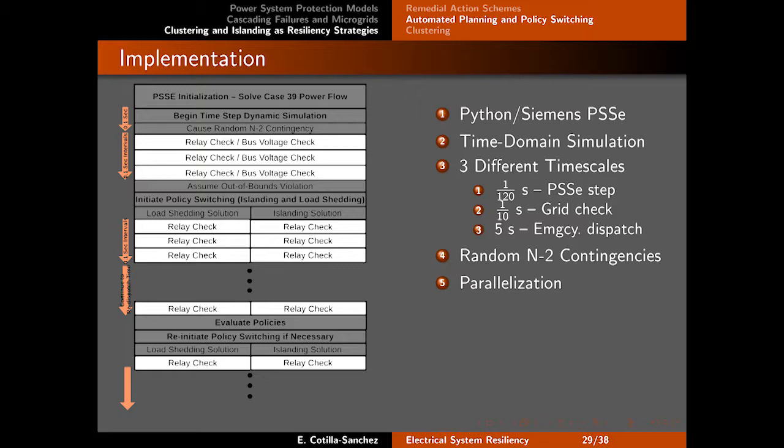But basically we had PSSC, we got a case 39, so something a little bit smaller, power flow, and then we caused random n-2 contingencies, and then every time step, we either had grid checks or relay checks. And then every 5 seconds, that was our kind of emergency dispatch time.